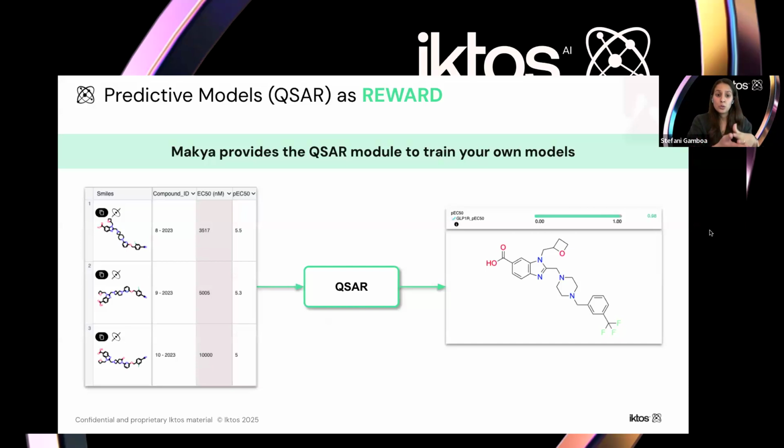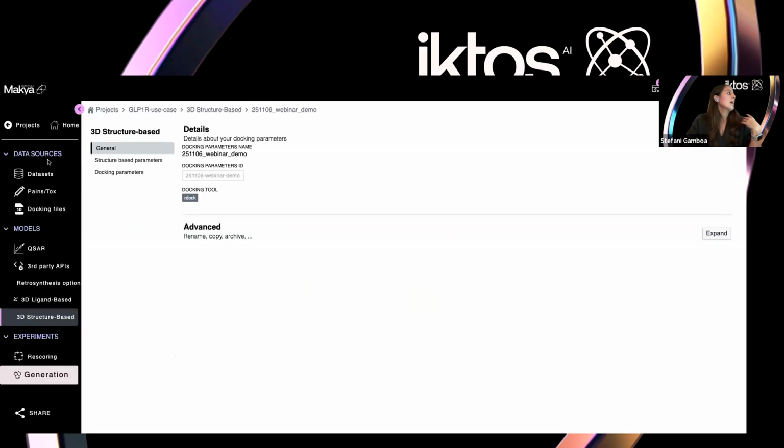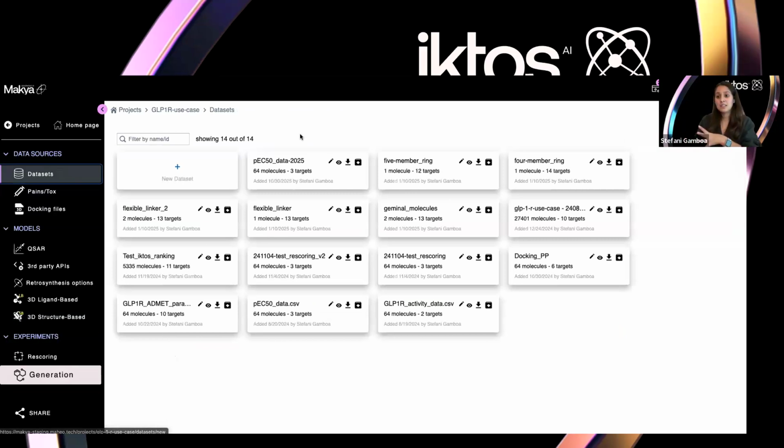So going back into the presentation, now that we have the 3D structural base, I also mentioned that we're going to be working with QSAR models. In Makya, you can create your own QSAR models as well if you have your datasets. These QSAR models can be, for example, to predict biological activity or even ADMET properties. So once again, I'm going to show you in the software how you can build these models.